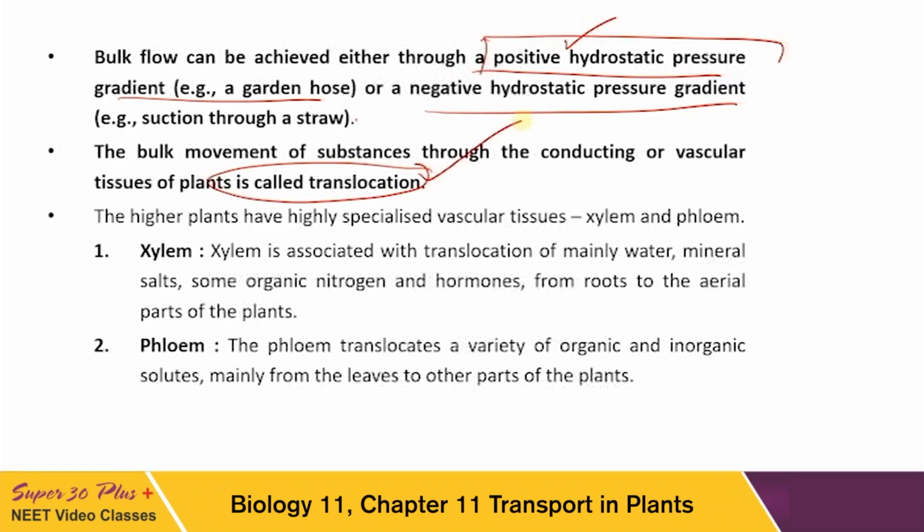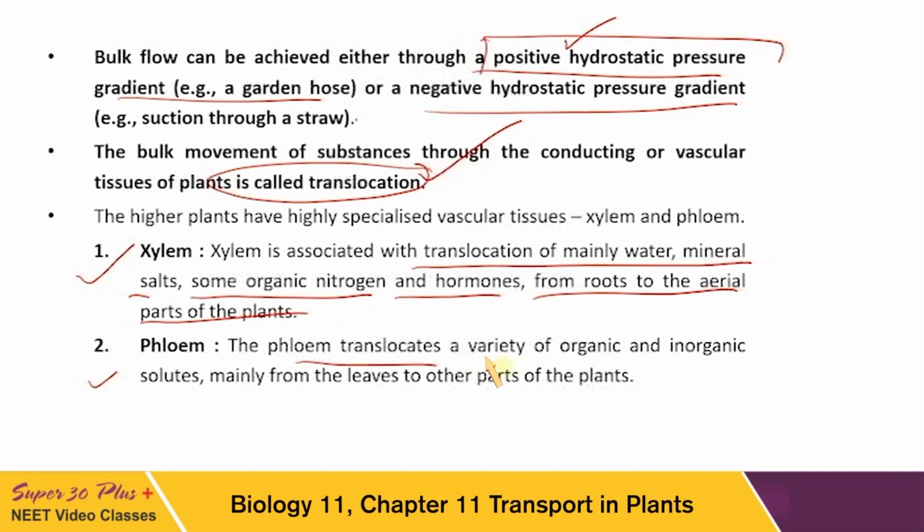And you know, we have two types of vascular tissue, one is xylem, one is phloem. Xylem is associated with the translocation of mainly water, minerals, salts, some organic nitrogen, and hormones from the root to the aerial part of the plant. On the other side, you all know phloem will translocate a variety of organic and inorganic solutes, mainly from leaves to other parts of the plant, even storage organs.